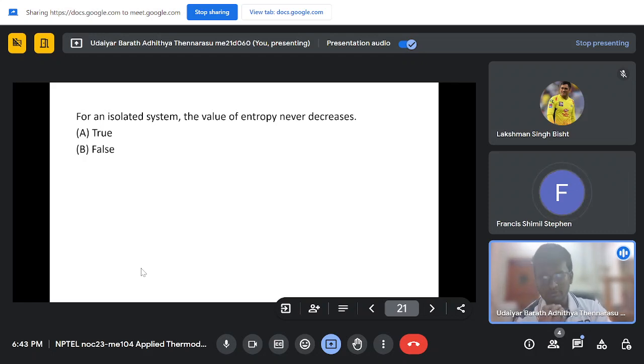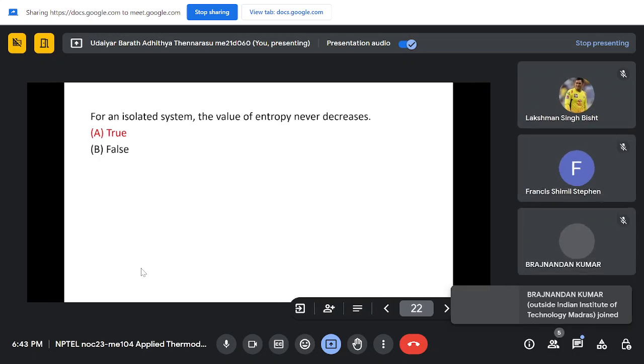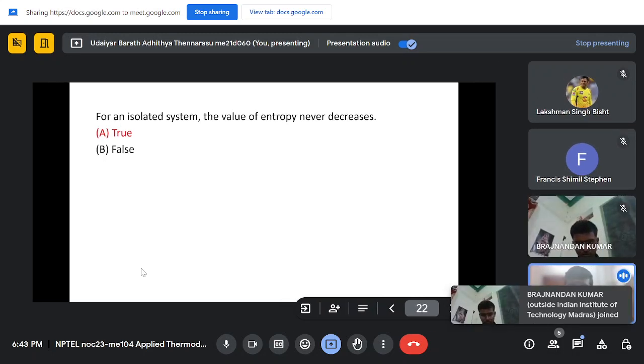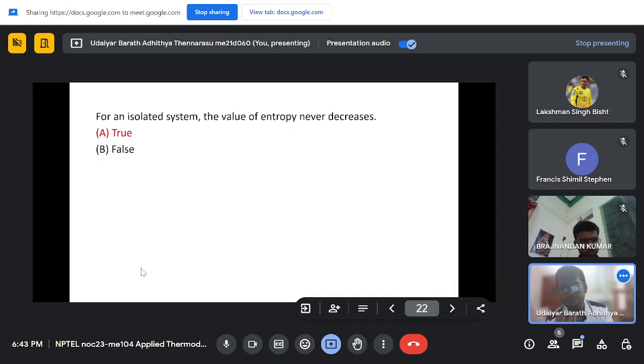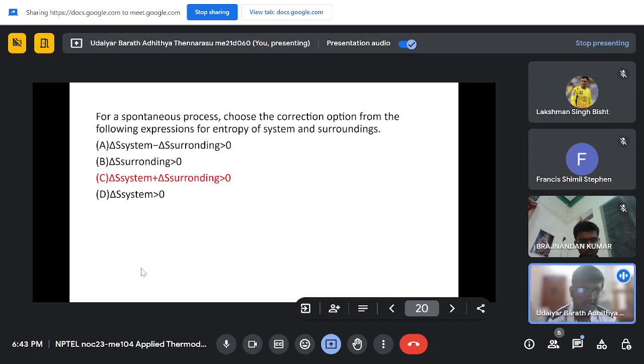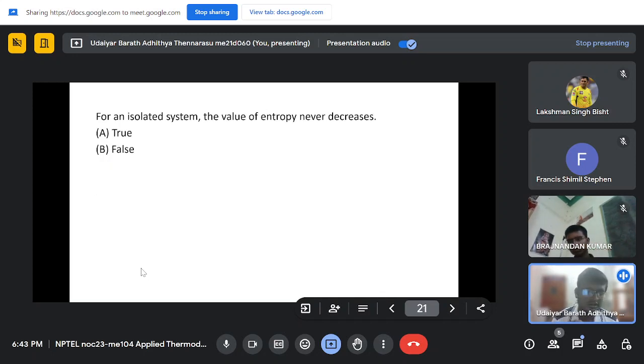Okay. So, sir, moving on. For an isolated system, the value of entropy will never decrease. This is similar to the previous example, where delta S of system and surroundings will always be greater than zero, and for a reversible process it will be zero. So it's just another statement of that. For an isolated system, the value of entropy never decreases. So it can either be constant or it can be greater. It can increase or it can remain constant. It can never decrease. So the statement is true.